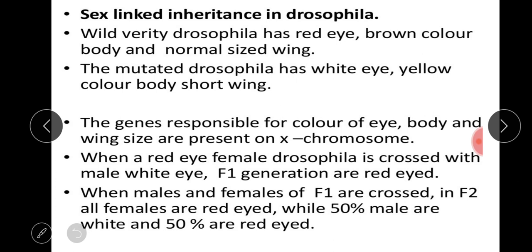When a red eye female Drosophila is crossed with male white eye, F1 generation are red eyed. When males and females of F1 are crossed, in F2 all females are red eyed, while 50% males are white eyed and 50% are red-eyed.